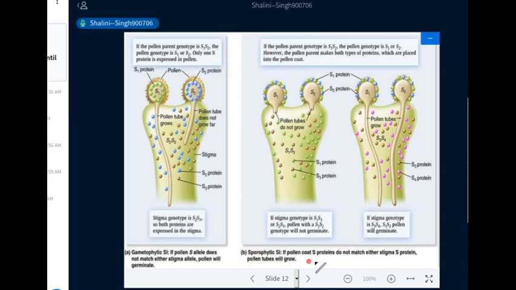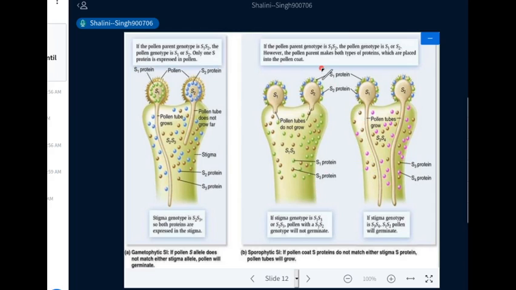Here, if the pollen coat S protein, the coat protein, does not match either stigma S protein, the pollen tube will grow. That means this pollen should not contain any of the proteins in its coat which are present on the stigmatic surface. For example, the pollen parent genotype is S1, S2, so the pollen will be S1 or S2 type.